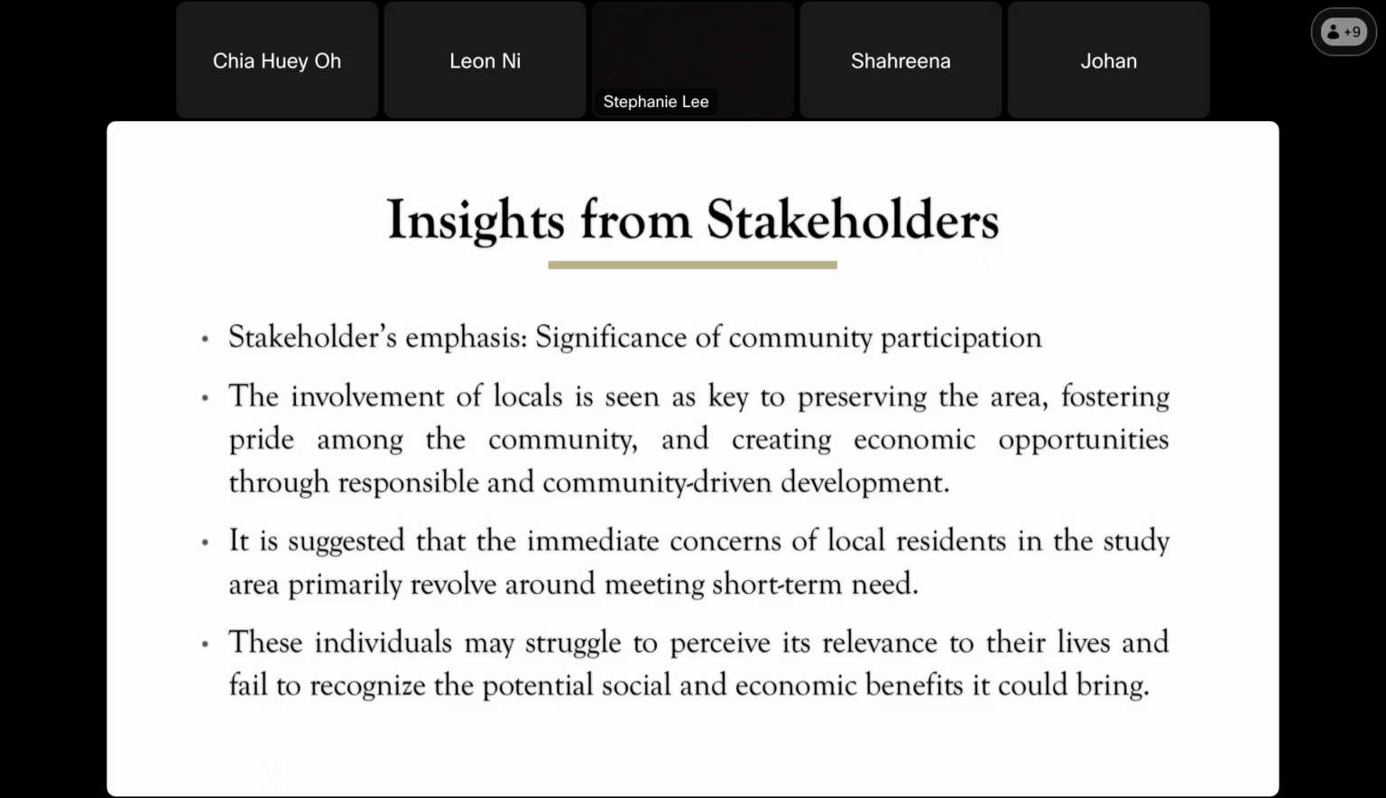It is suggested that the immediate concerns of local residents in the area primarily revolve around meeting short-term needs. They are more concerned about how to get the money to pay for their next meal or for tomorrow itself. So when introduced to the concept of tourism planning, they struggle to perceive it as relevant to their life and fail to recognize the potential social and economic benefits that it could bring.